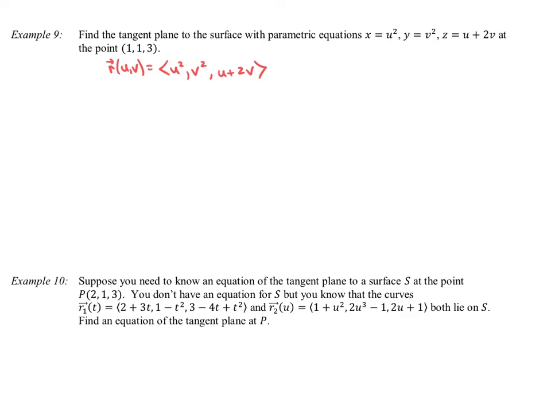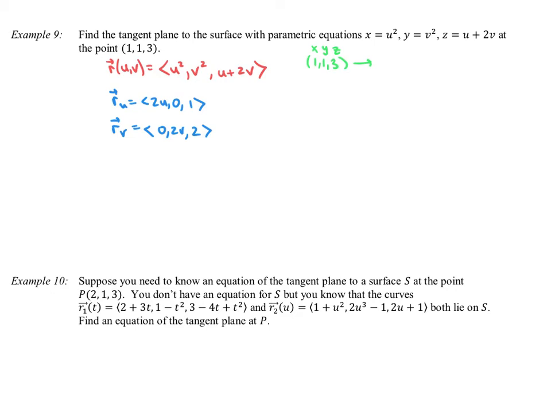So we're going to find our partial derivative vectors. We have r sub u, which is simply 2u, 0, and 1. And we have r sub v, which is 0, 2v, and 2. Now we do have to do a little bit of work here because the point (1, 1, 3) is made up of x, y, and z. So what we need to do is figure out, okay, what does that tell us about u and v?